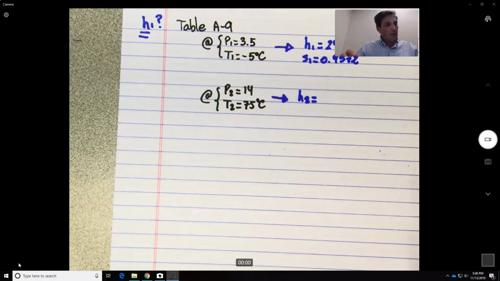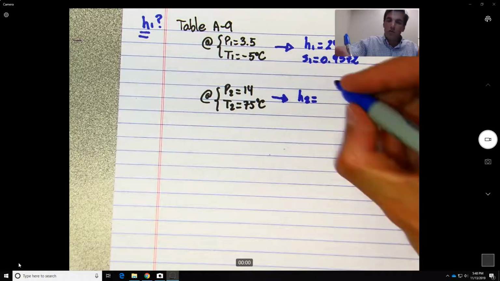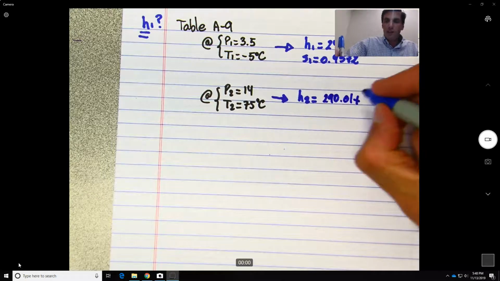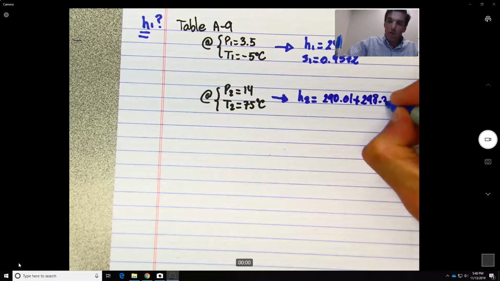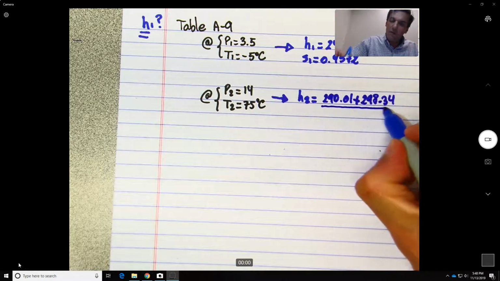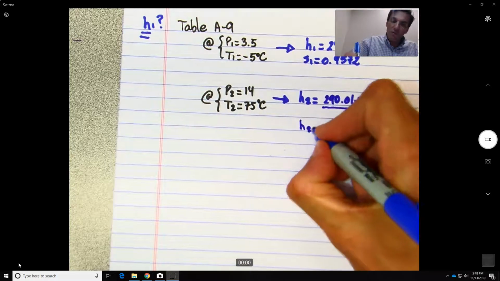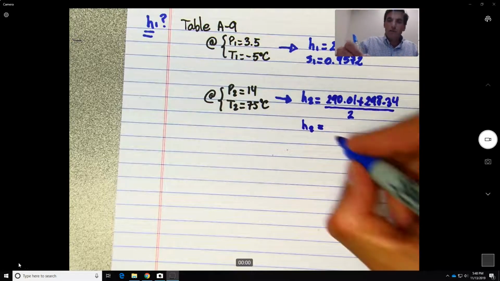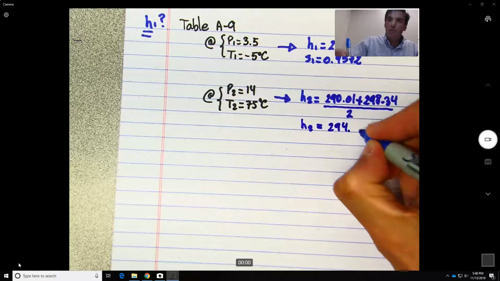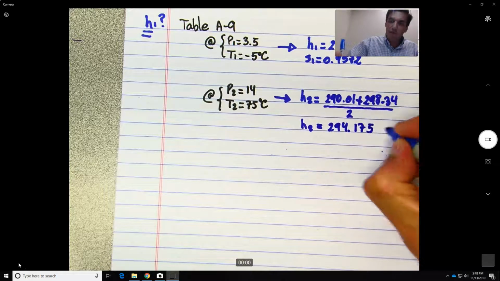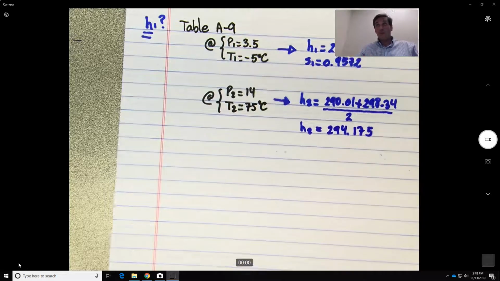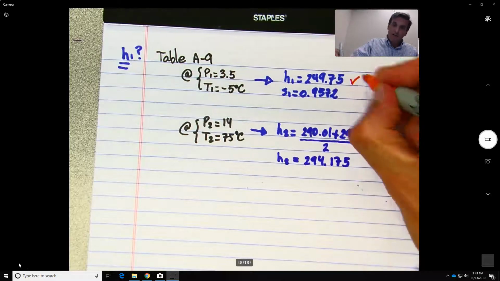So if I copy that, what do we get at 14? This would be equal to 290.01 plus 298.34 divided by 2. And if we do the calculation, we get a value of 294.175. Okay? So far, we have H1 and H2.